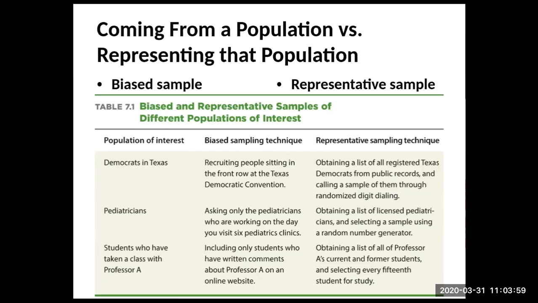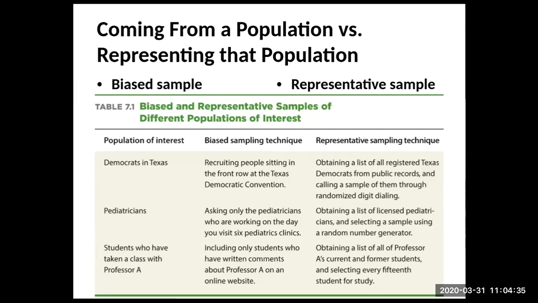A representative sample would be obtaining a list of all of my current and former students and selecting maybe every 15th student for the study. You don't have to do it randomly. You can just go by, every so many students on a study, every third, every 15th. You can roll dice, and whatever the number comes up, you can go with that, right? All of those are more representative because, again, if the list, especially if it isn't in alphabetical order or anything like that, everybody has an equal chance of being the quote-unquote 15th student.